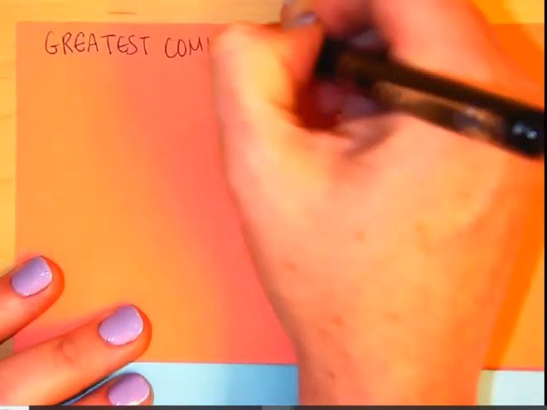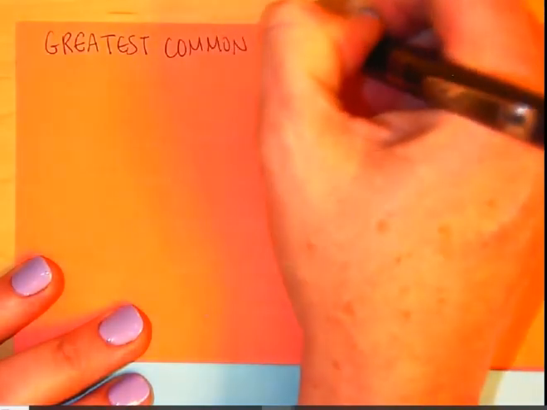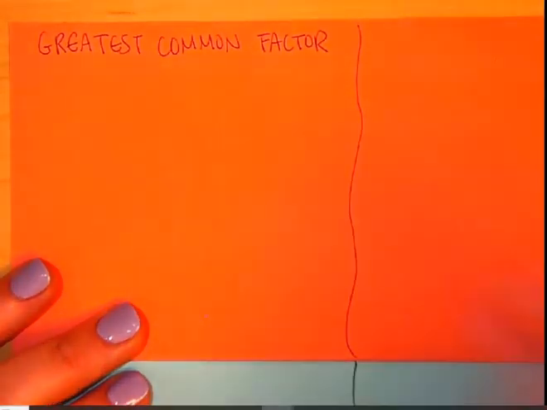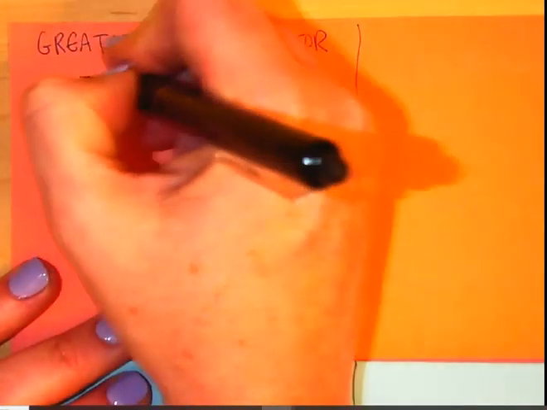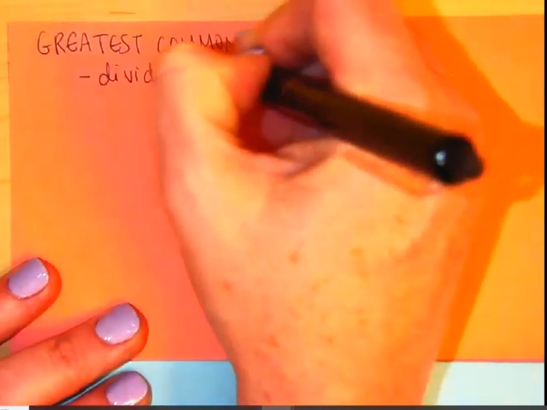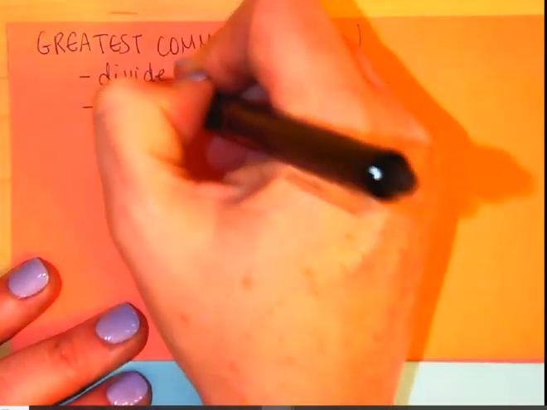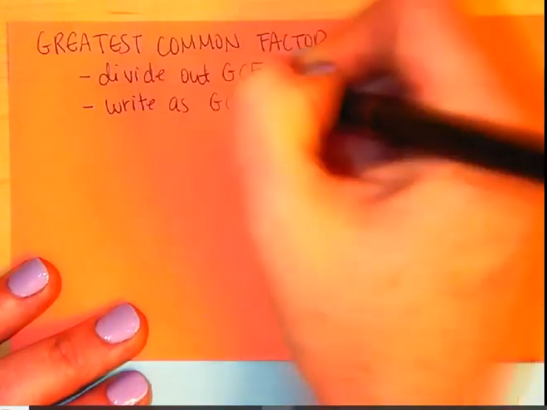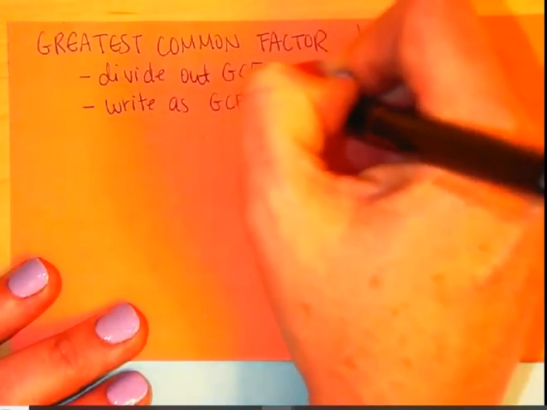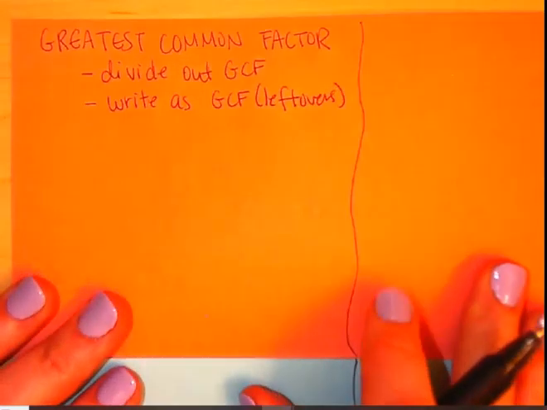So on the left, we are going to title it at the very top, greatest common factor. And that has two steps that we learned in the past that we're going to review now. Divide out GCF and then write as GCF times leftovers in parentheses.